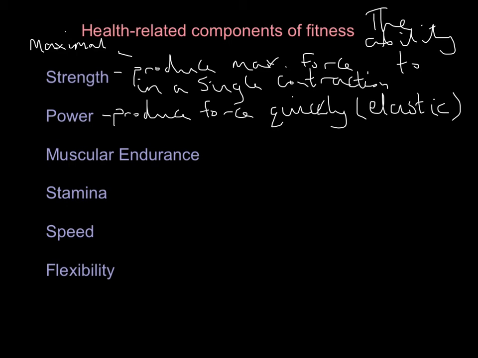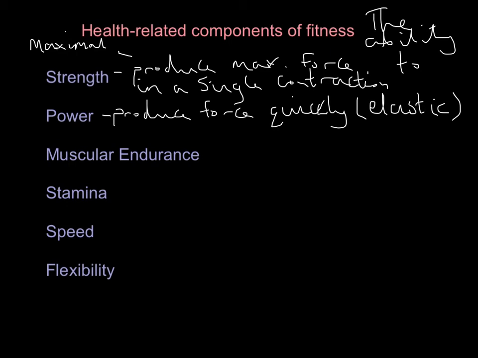Okay, an example of that would be maximum strength would be putting a weight on your back and doing a squat with a very, very heavy weight and doing 1 rep, whereas elastic strength or power would be putting a lighter weight on that same bar and then doing jump squats, lifting a force but doing it very, very quickly.